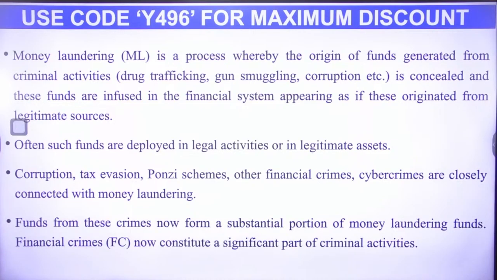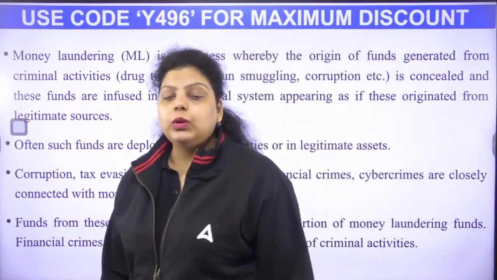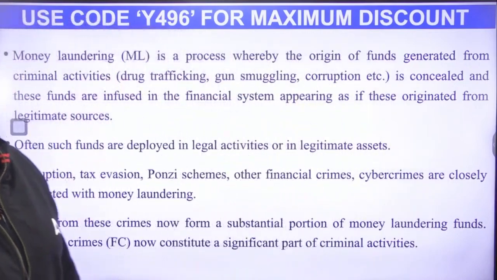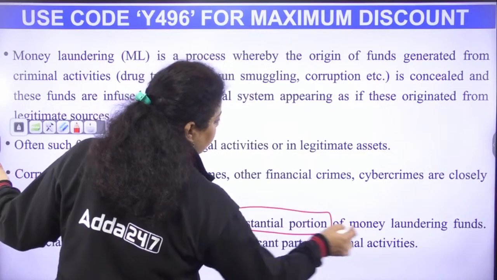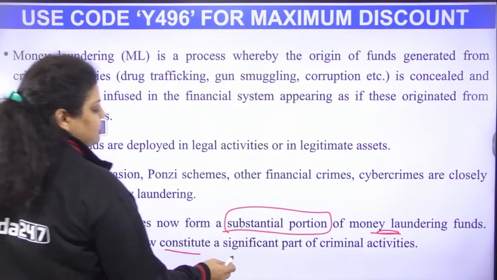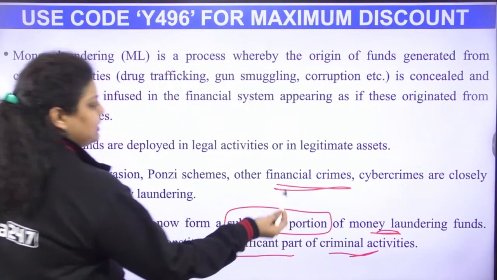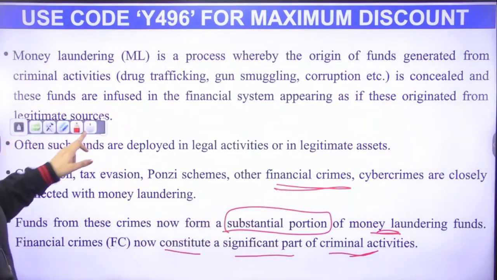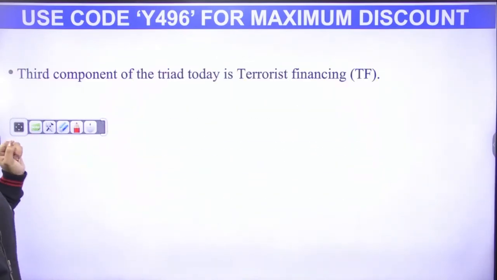and then you have to do money laundering to create a legitimate source of income for these activities. Funds from these crimes now form a substantial portion of money laundering funds. Financial crimes now constitute a significant part of criminal activity. So if you are doing a cyber crime or something, it is also counted as black money or a criminal activity.